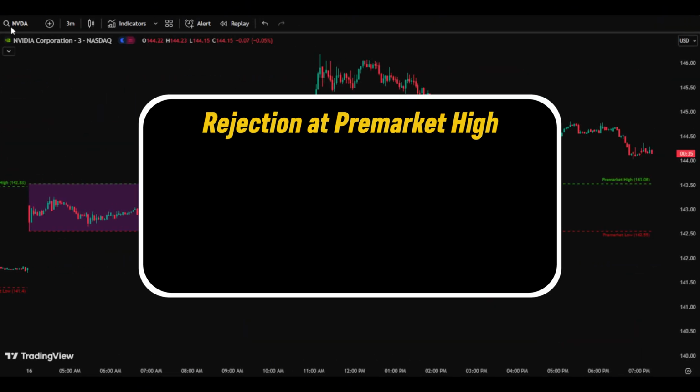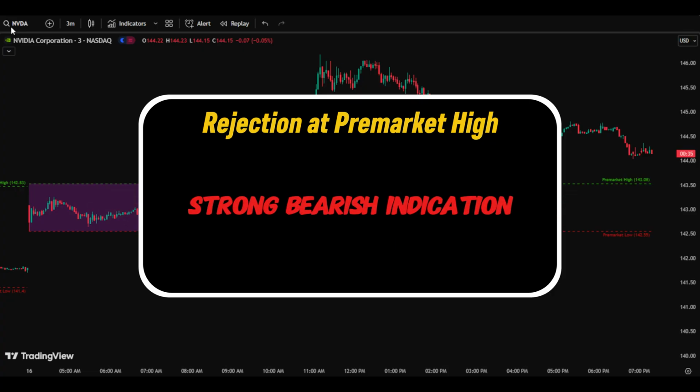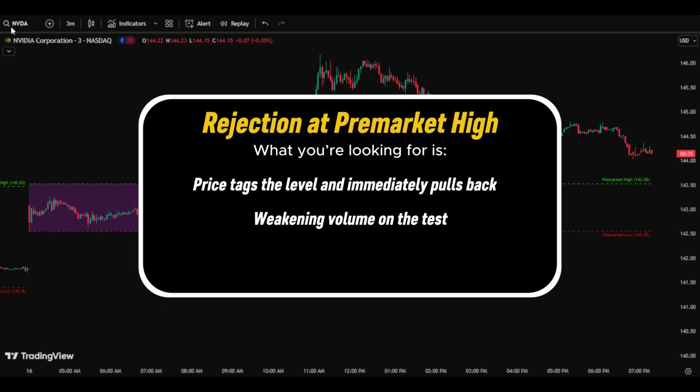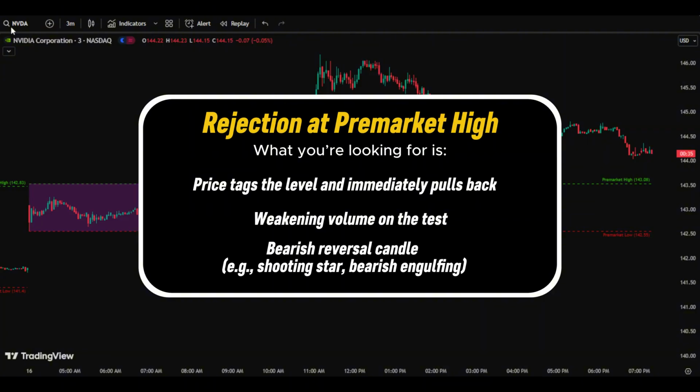Scenario 2. Rejection at pre-market high. Sometimes the pre-market high acts as a ceiling, and price fails to break through. This rejection often traps breakout buyers and offers a great short opportunity. What to watch for? Price tags the level and immediately pulls back. Weakening volume on the test. Bearish reversal candle. Here's a closer breakdown of how this setup works.